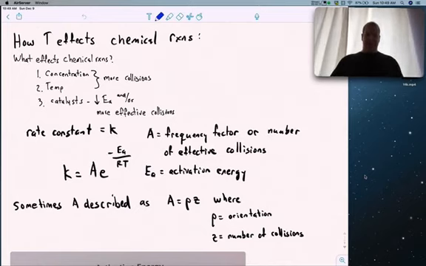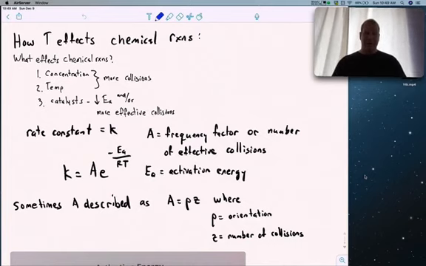And then the third thing that affects chemical reactions is catalysts. So catalysts, they can do a couple things. They lower the activation energy. We'll talk about that soon. And or they can cause more effective collisions.